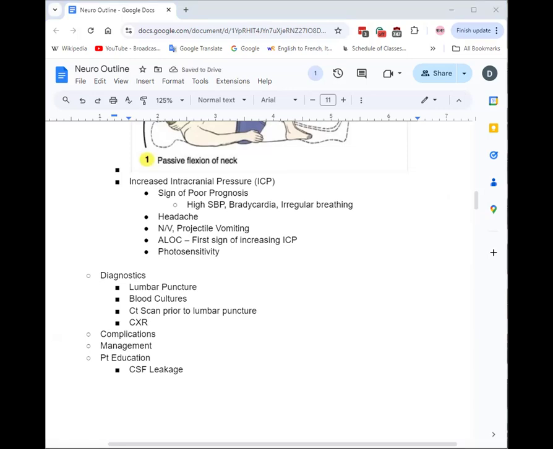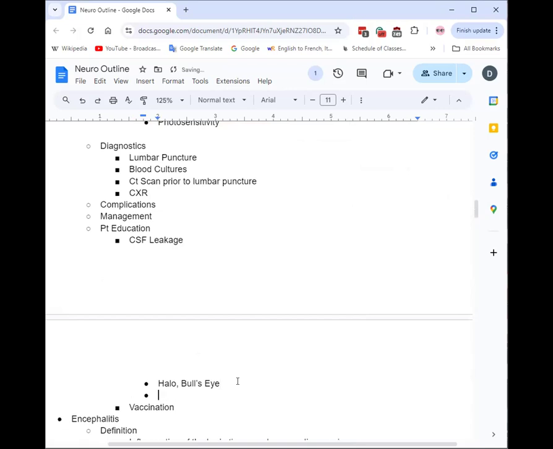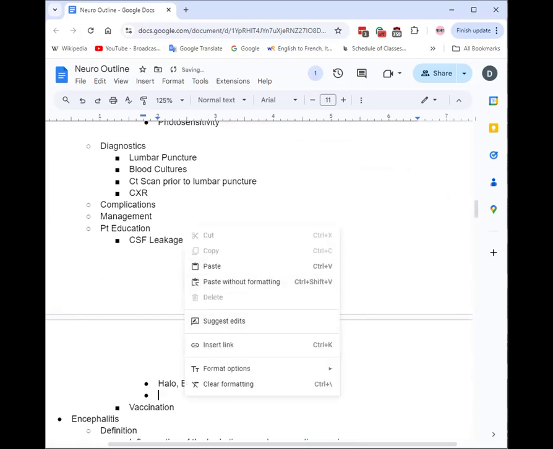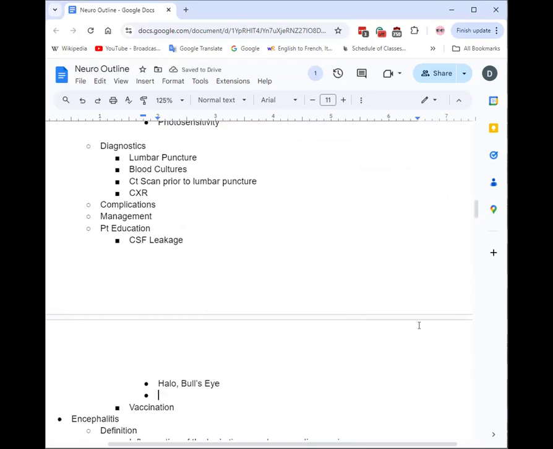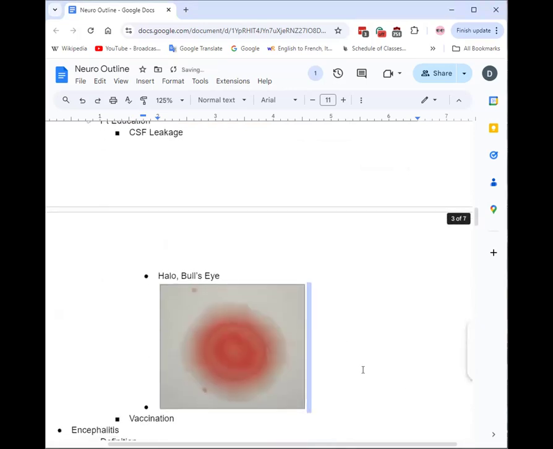Let's get that over here. Is it going to paste? Nope. Let me see if this works now. Okay, perfect, so that's what that looks like. You get the halo bullseye looking thing.